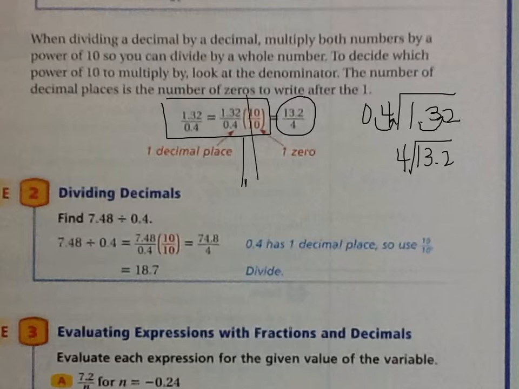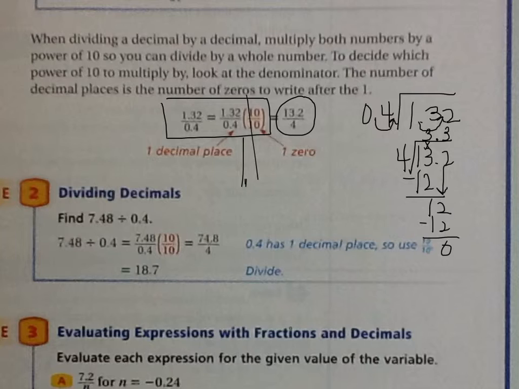And at this point, you would place your first digit. You would place your decimal. 13 divided by 4 is 3. Multiply. Subtract. Bring down. Divide. Multiply. Subtract. And then you're finished. So your quotient, your final answer, is 3 and 3/10. Good. All right, so look at the next one.